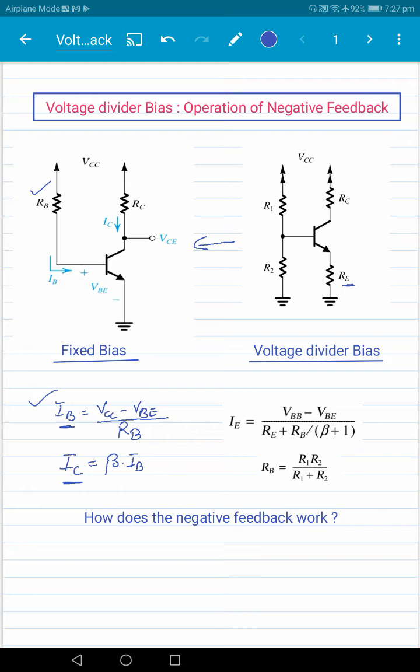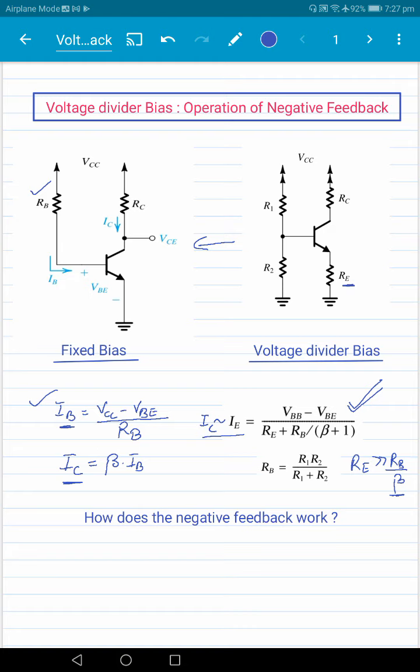And it's easy to derive an expression like this, that the emitter current, and the collector current which is almost equal to the emitter current, is given by this particular relationship. And so the idea is that if we make RE much larger than RB by beta, then the collector current would be practically independent of beta, and therefore it would be a stable quantity.